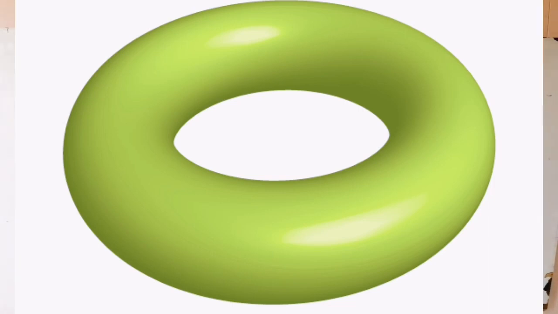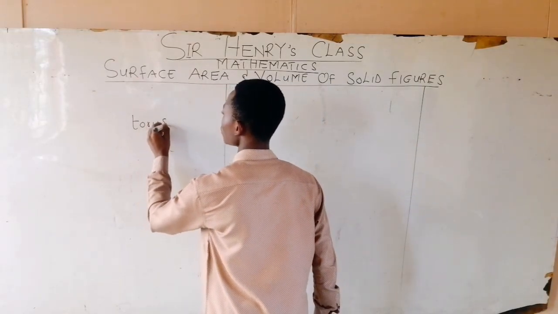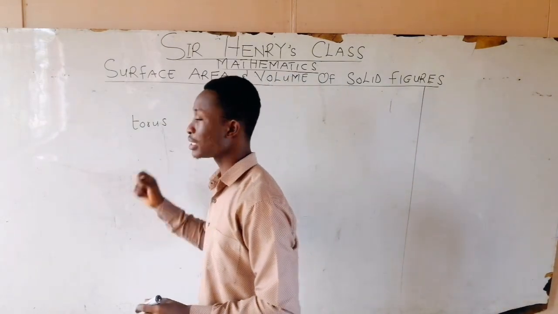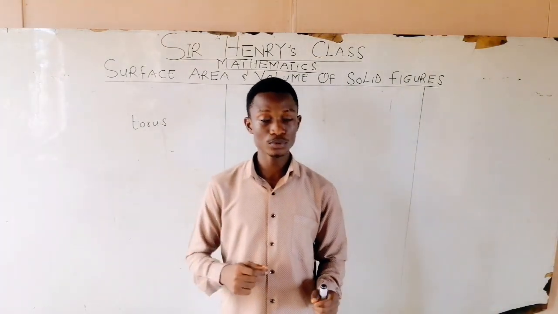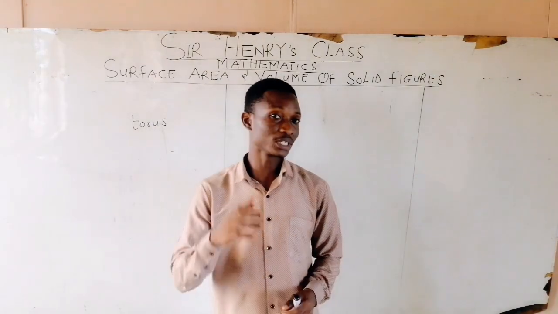And we also have what we call the torus. And someone asked, what is the torus? I hope you know a donut. Yes, a donut or a ring. A ring shape or a donut shape. The name of that shape is called a torus, T-O-R-U-S. So basically, these are some few examples of 3D shapes.